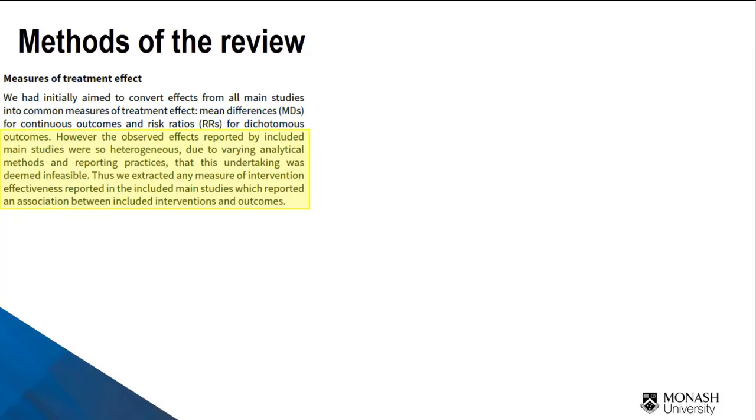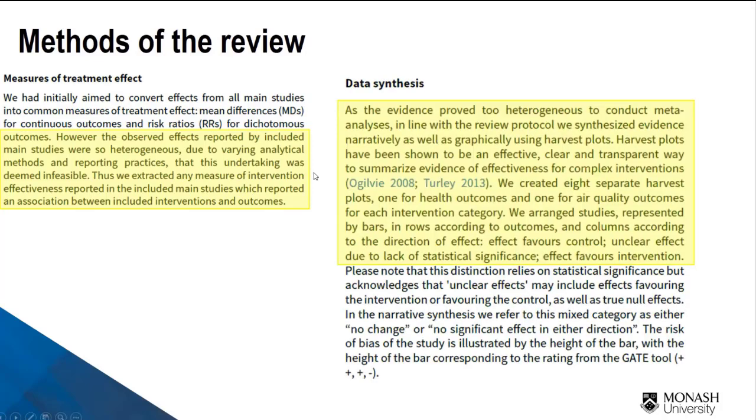Another particular issue that's likely to arise here is that these studies often look at pollution over time, and we have correlation over time, and some of the studies might not adjust for that. So we might have standard errors, but those standard errors could be incorrect. Thus we extracted any measure of intervention effectiveness reported in the main studies, which reported an association between the interventions and outcomes. And then they wrote about the evidence synthesis.